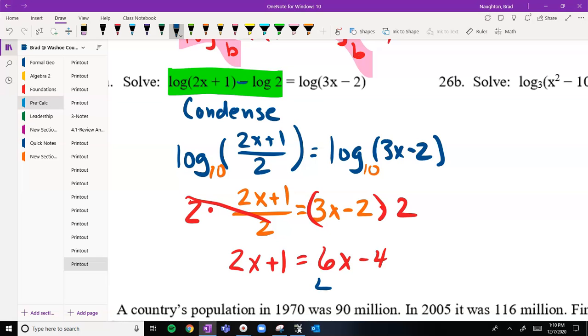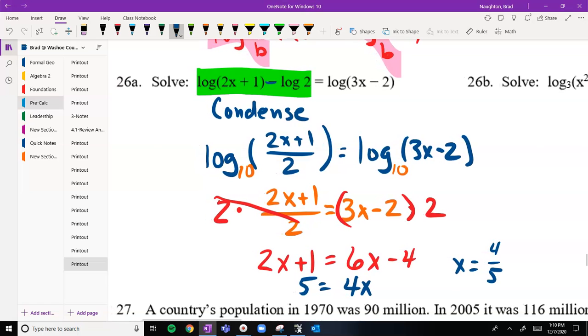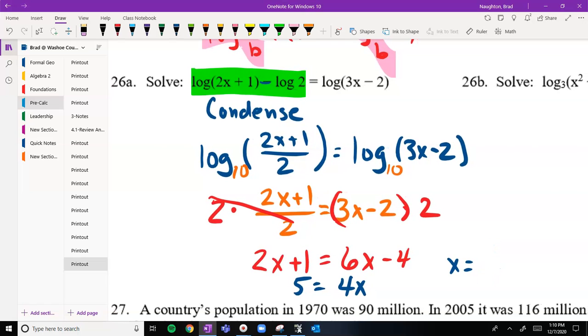Bring the 2x over, I'm going to get 4x. Bring this over, I'm going to get 5. So x is going to be 4/5. Make sure I got that one right. Sorry, 4/5. 5/4. Been doing that a lot lately. I don't know why. Just making my fractions all goofy.